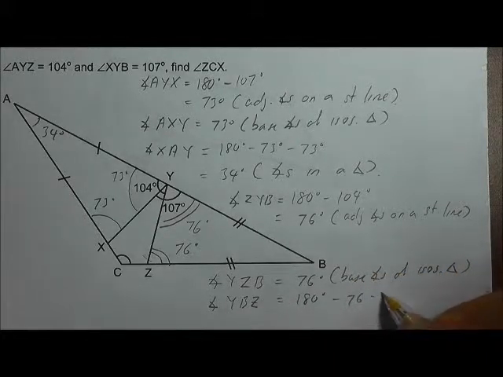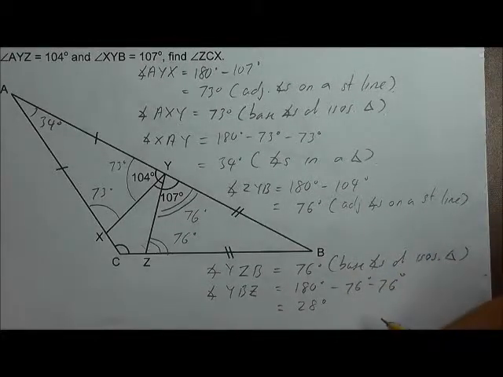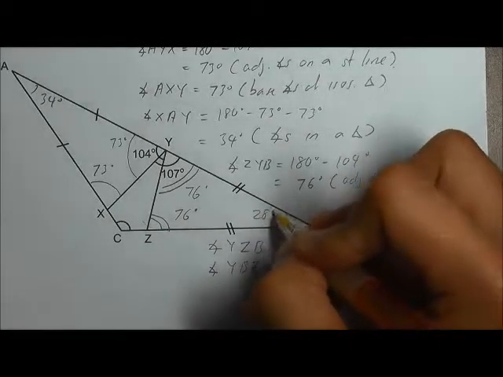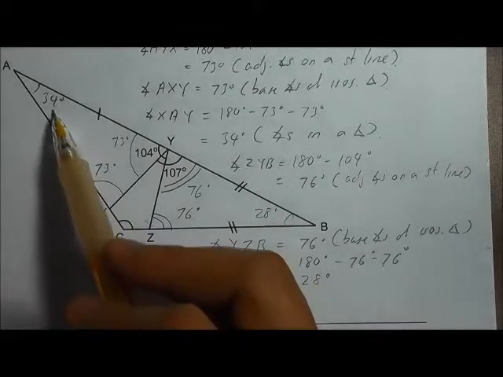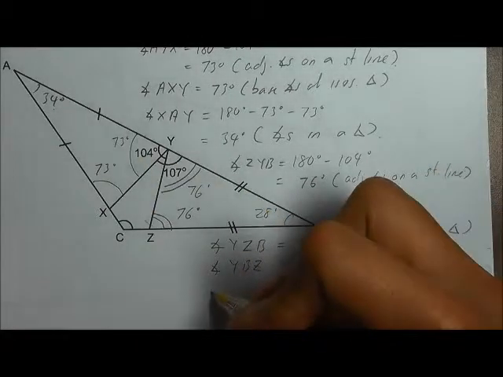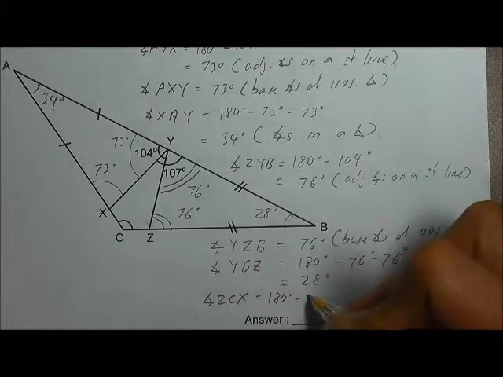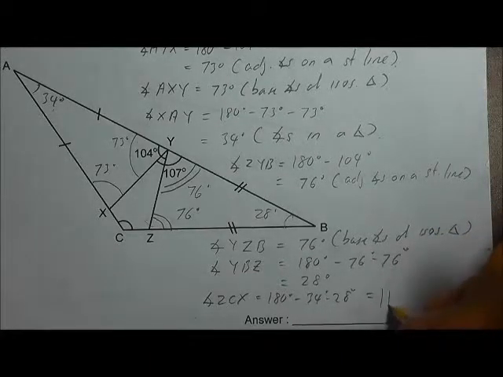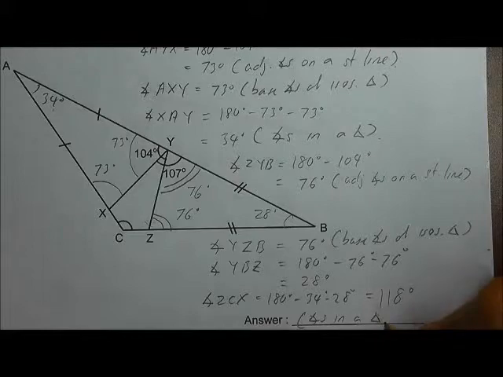180 minus 76 minus 76. We will have 28 degrees. Okay, so now we can find out what is this angle ZCX. It will be just 180 minus 34 minus 28. Okay, so 180 minus 34 minus 28, that will give us 118 degrees, and this is due to angles in a triangle.